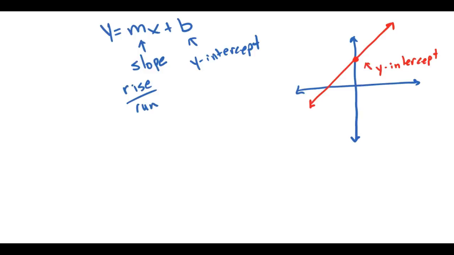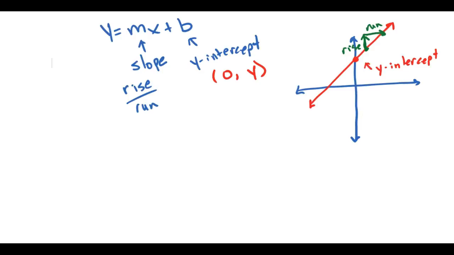Okay? And slope tells us about how the line moves. So this is what we mean by rise. This is what we mean by run. So there's the run. This is the rise. So slope tells us how we can get from one point on the line to another point on the line. Okay? So rise over run is the slope. Y-intercept is this point right here. And all y-intercepts have the form 0, comma, and then whatever that y value is. Okay? So let me show you some examples.